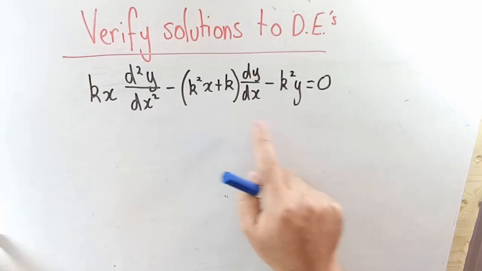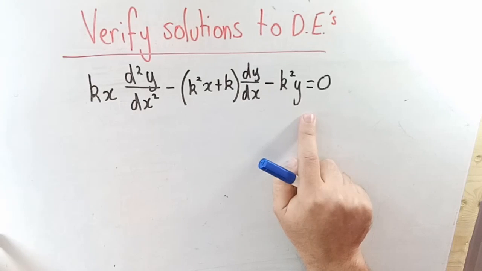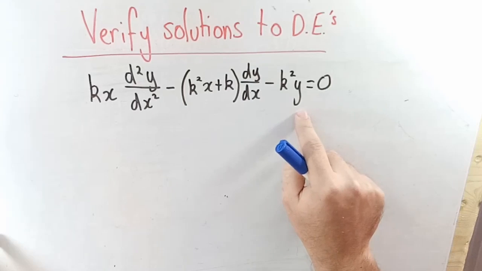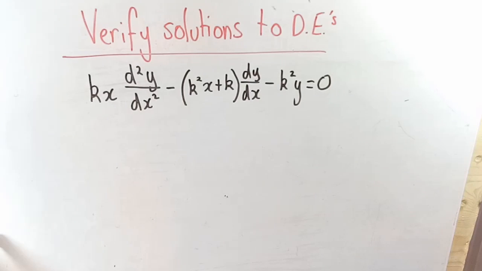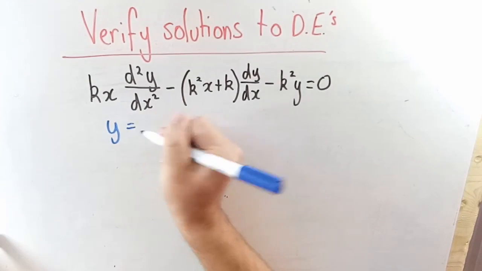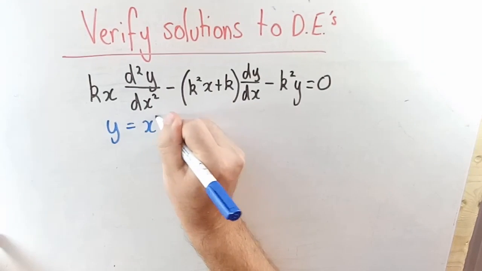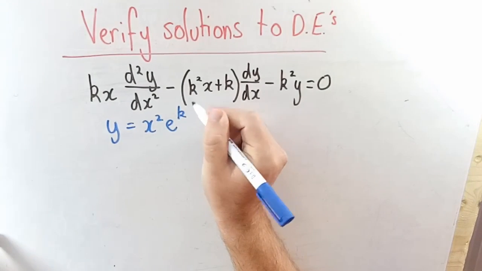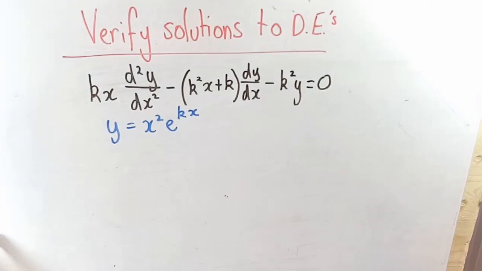Now, a differential equation, rather than a normal algebraic equation, when you solve it, we're solving for a function. So we're trying to solve this for a function of y. Now, I'm going to be very generous and tell you what the answer to this one is. The answer is y equals x squared e to the kx. So this is the solution to this differential equation.